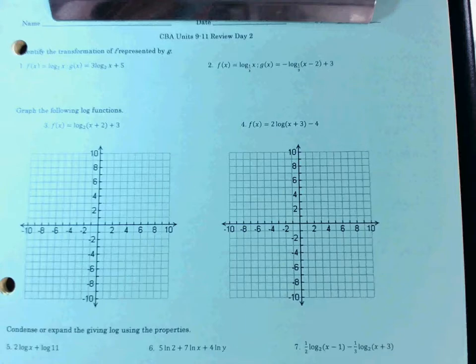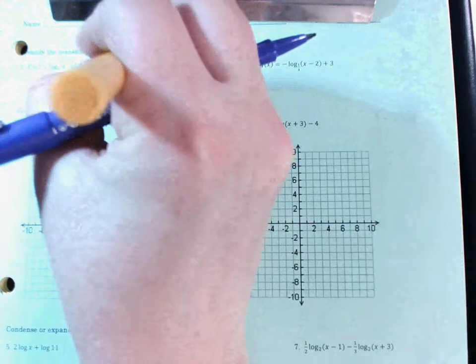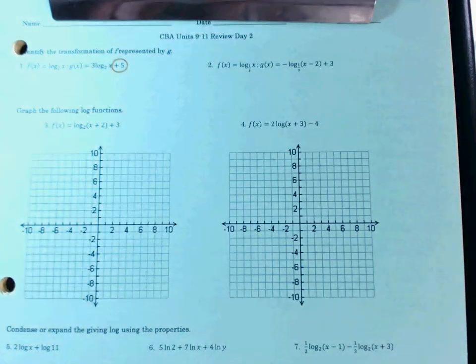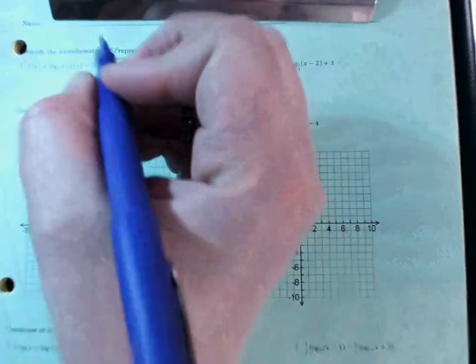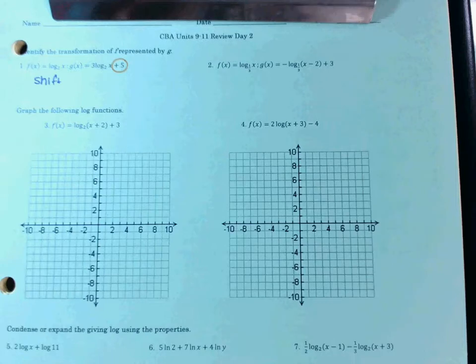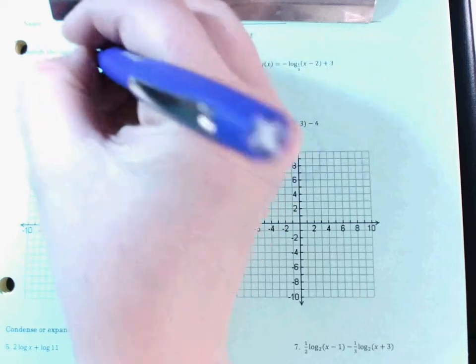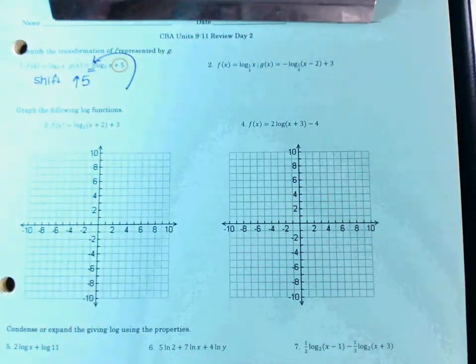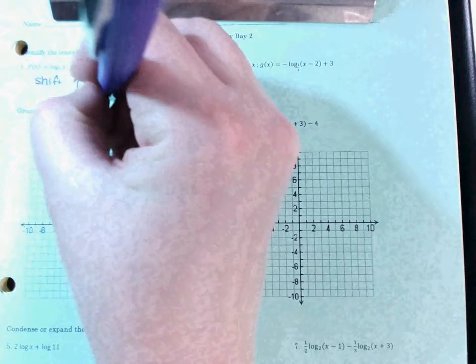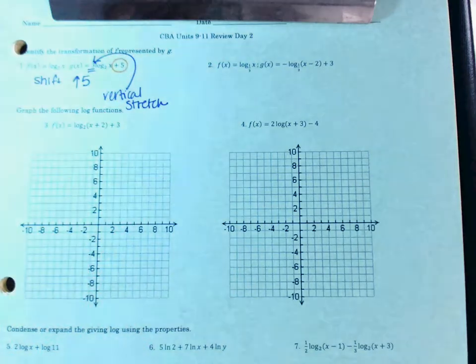Which way is number 1 going to be shifted if they put a +5 here? Will it be up, down, left, right? Okay, if it's in parentheses with the X, then it's going to be side to side. But if it's not in parentheses, that means it's an up or down. Which one will it be? Up 5. Okay, and then the 3 in the front, what does that tell me? Vertical stretch. Good. Remember we talked about that yesterday? That if it's a number that's bigger than 1, it counts as a stretch.